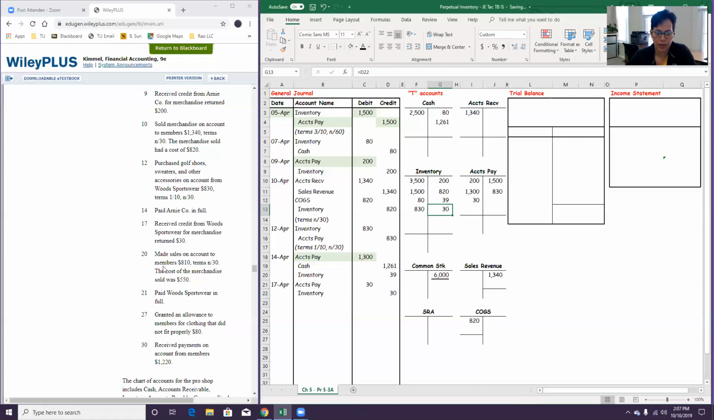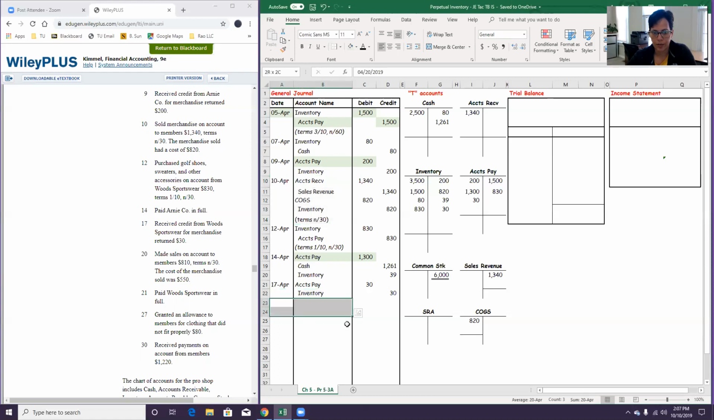On the 20th, I made a sale on account for $810. Again, the terms are net 30, which means I don't offer a discount. They have to pay me within 30 days. The cost of the merchandise is $550. So it's going to be very similar to this. It is exactly the same as this journal entry. We're going to have that down over here.